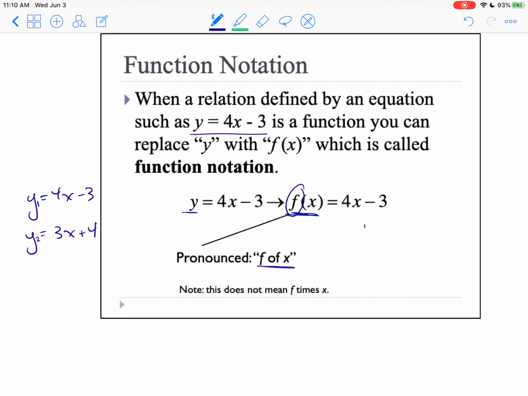But if I had a second function, so we have f of x equals 4x minus 3, I could call it g, and g of x would be 3x plus 4. And not only does it tell me the name of the function, f or g, but it tells me the variable that I'm going to be using inside that function. What is it a function of? In this case, it's a function of x. So that's why we call it f of x. It's a function of x.